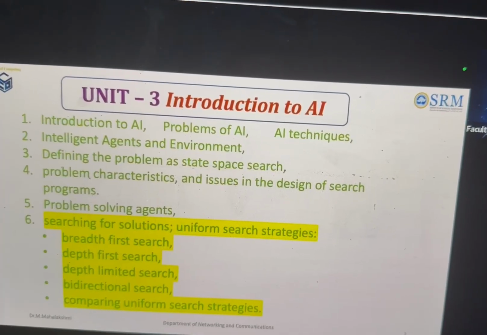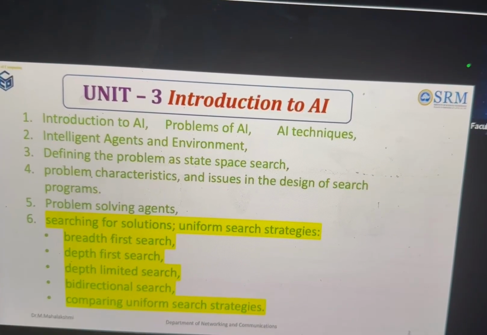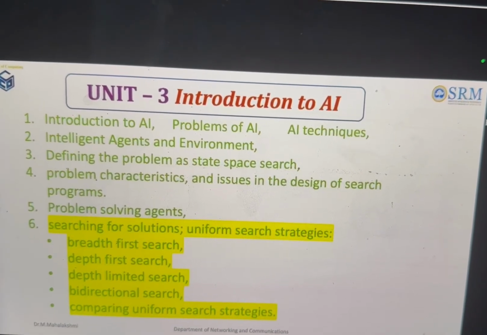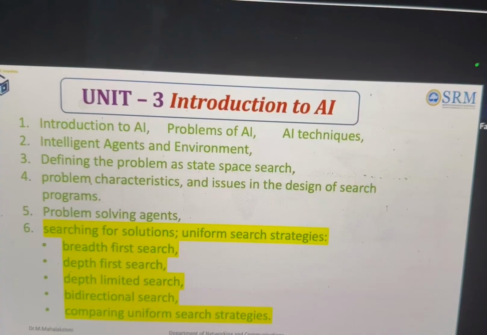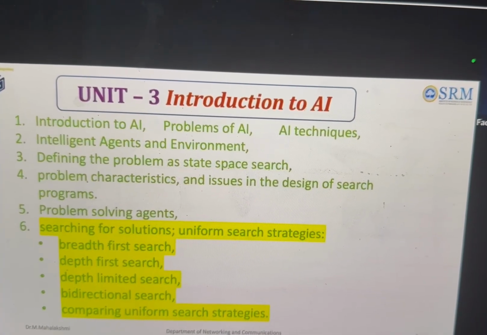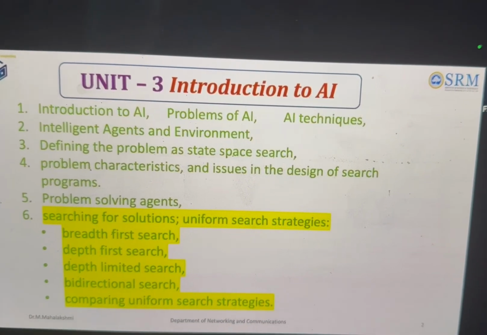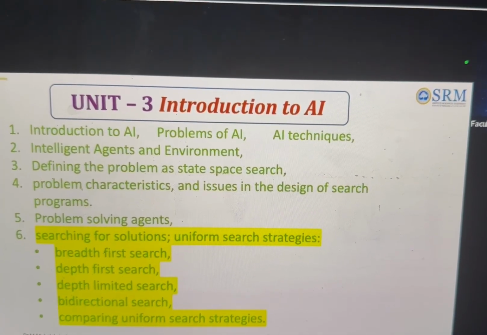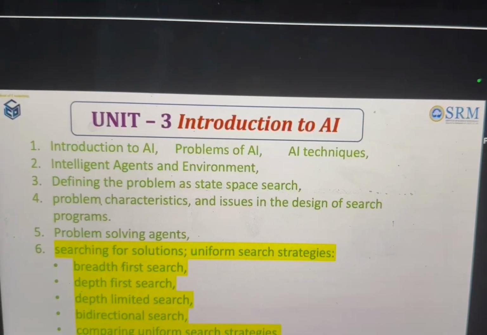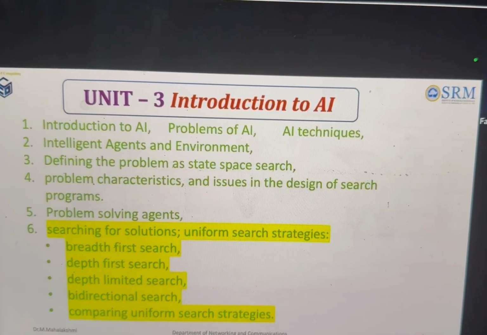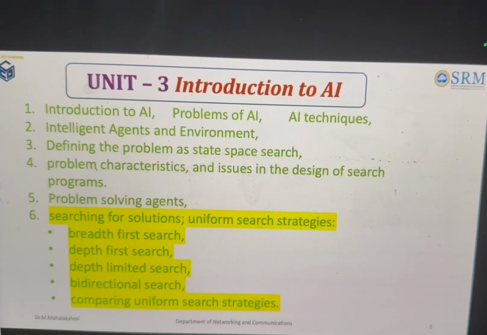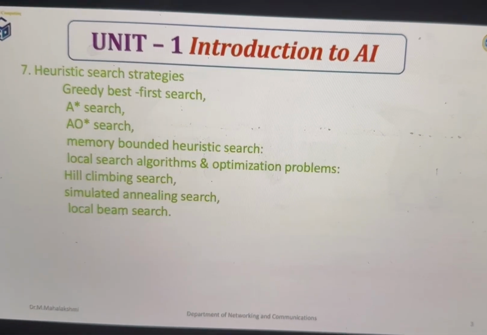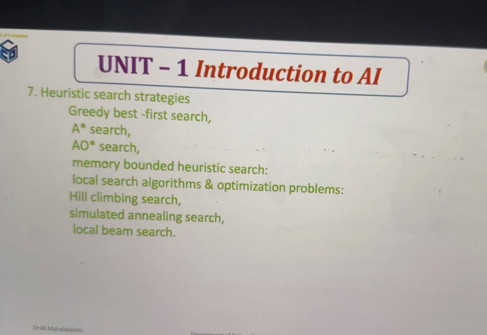We have introduction to AI, problem solving of AI, and AI techniques, intelligent agents and environments, defining the problems as state space search, problem characteristics, problem solving agents, and then we have searching for solutions, different searching algorithms, uniform search strategy, breadth first search strategy, depth first, depth limited, bidirectional, and comparing uniform search strategies. And also we have heuristic search strategies, greedy first, A star, AO star, all this.